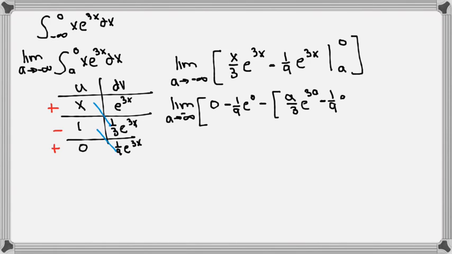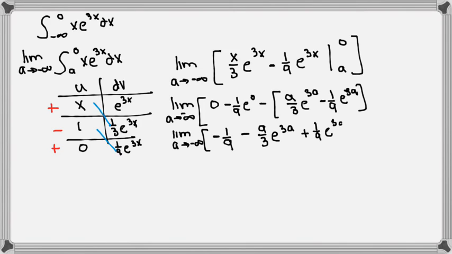So if I substitute the 0, substitute the a, I end up with, okay, so here's where it starts getting a little bit confusing. We have a goes to negative infinity, okay, so a is going to negative infinity. So as a goes to negative infinity, this term is also going to 0, because e to the negative number is getting smaller and smaller and smaller.